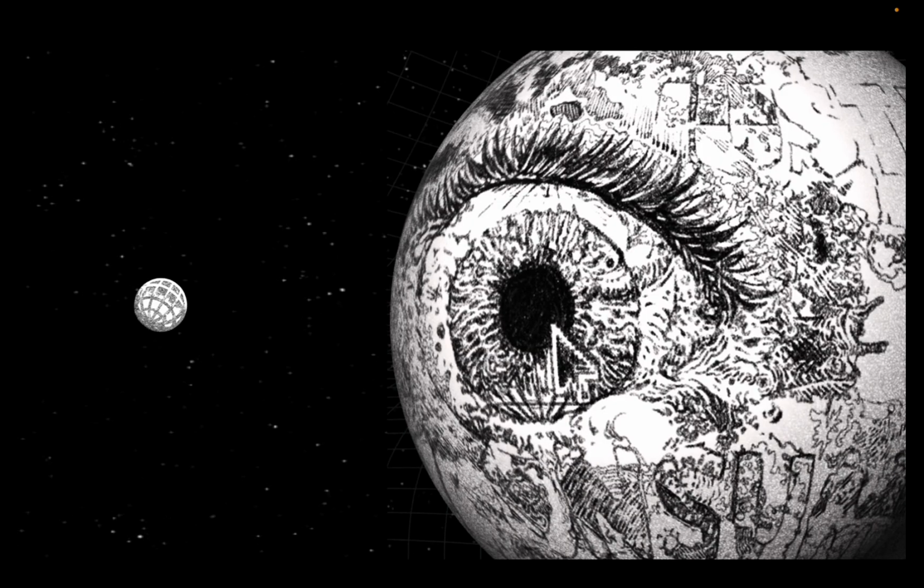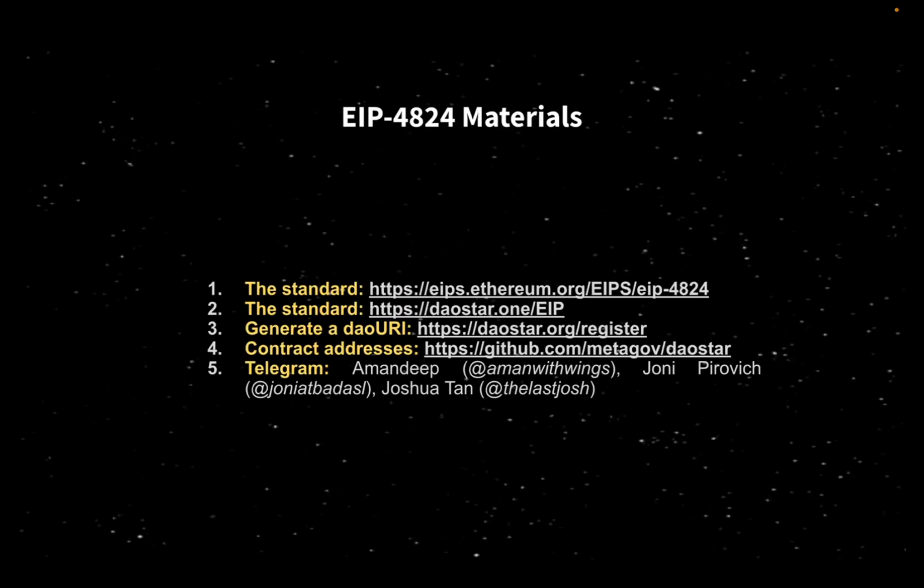But before going into the details, know that you can read the standard anytime by going to eips.ethereum.org and searching for EIP 4824 or by going to daostar.one/EIP. To generate a DAO URI, as we discussed in the previous video, you can utilize the register service at daostar.org/register. All the contract addresses related to the standard are on our GitHub.